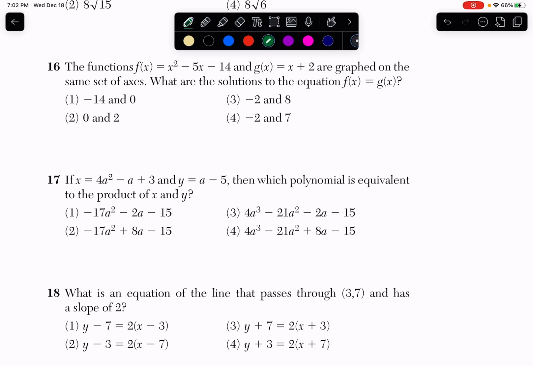Here I have two functions. They're asking me about when they're graphed, what the solutions are. I have not graphed x squared, but I know what solutions are. I know how to graph. I'm going to call that category 1.